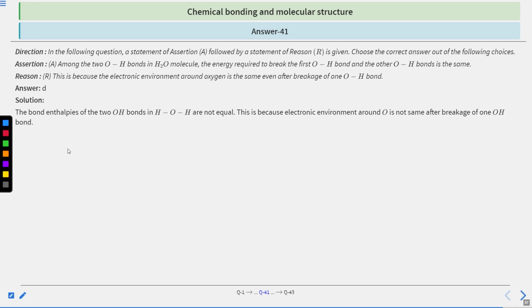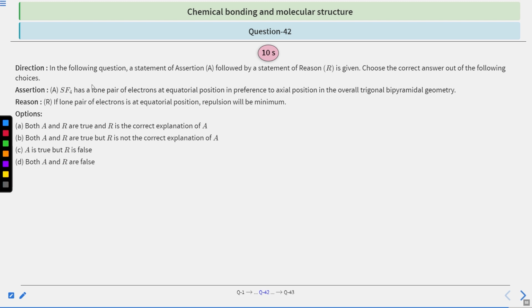Moving on to the next question, question number 42. Similarly, in this question, a statement of assertion followed by a statement of reason, A and R, is given, and we have to choose the correct answer out of the following choices. The assertion is: SF4 has a lone pair of electrons at the equatorial position in preference to the axial position in the overall trigonal bipyramidal geometry. The reason is: if the lone pair of electrons is at the equatorial position, repulsion will be minimum.